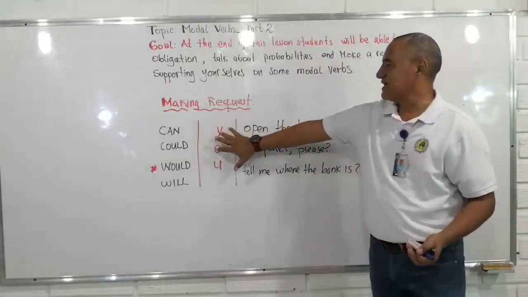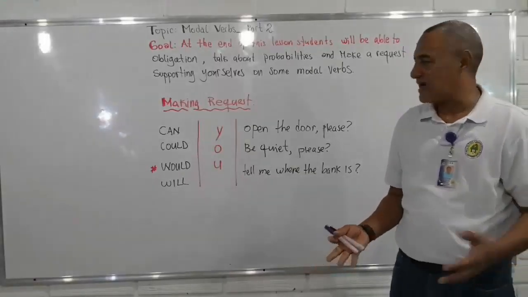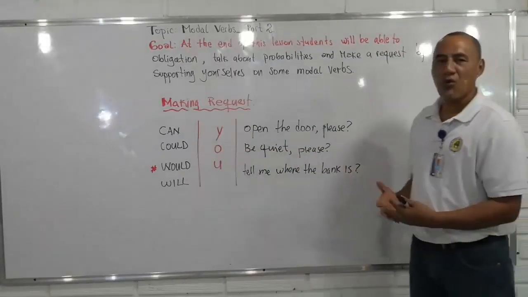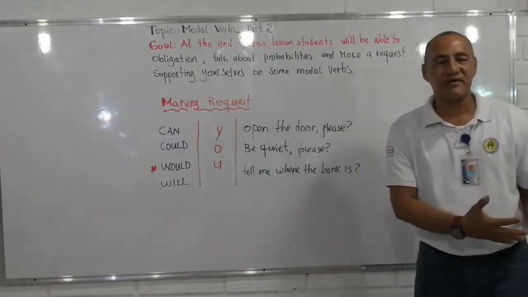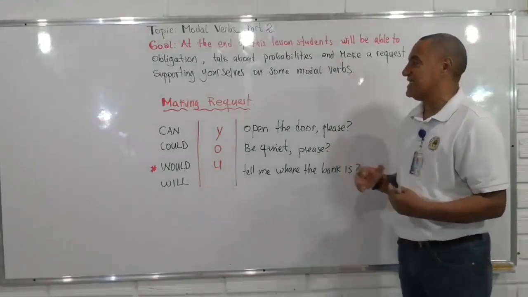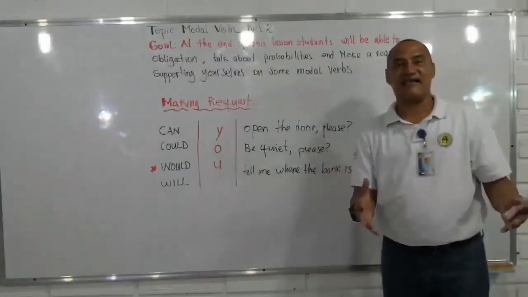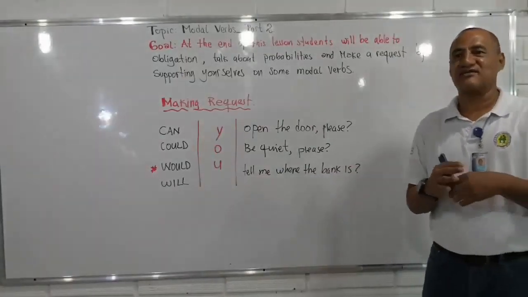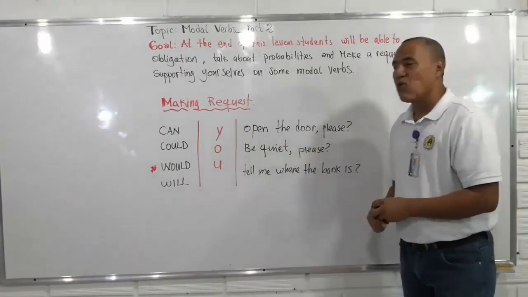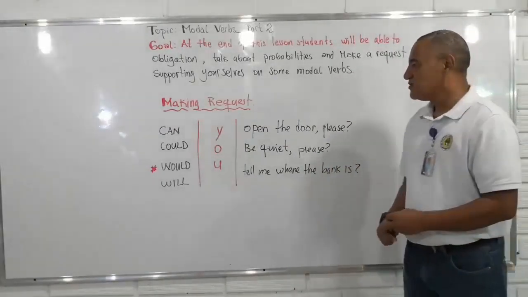Then look at this. Can you, could you, would you, will you, right? Can you open the door, please? Could you open the door, please? ¿Podrías abrir la puerta? ¿Puedes abrir la puerta? Yeah, please, we have to be polite. Can you be quiet? Example, if you are in class. So when we're in class and you are talking, to say, hey, my student, please, could you be quiet? Can you be quiet? Will you be quiet, please? Would you be quiet?